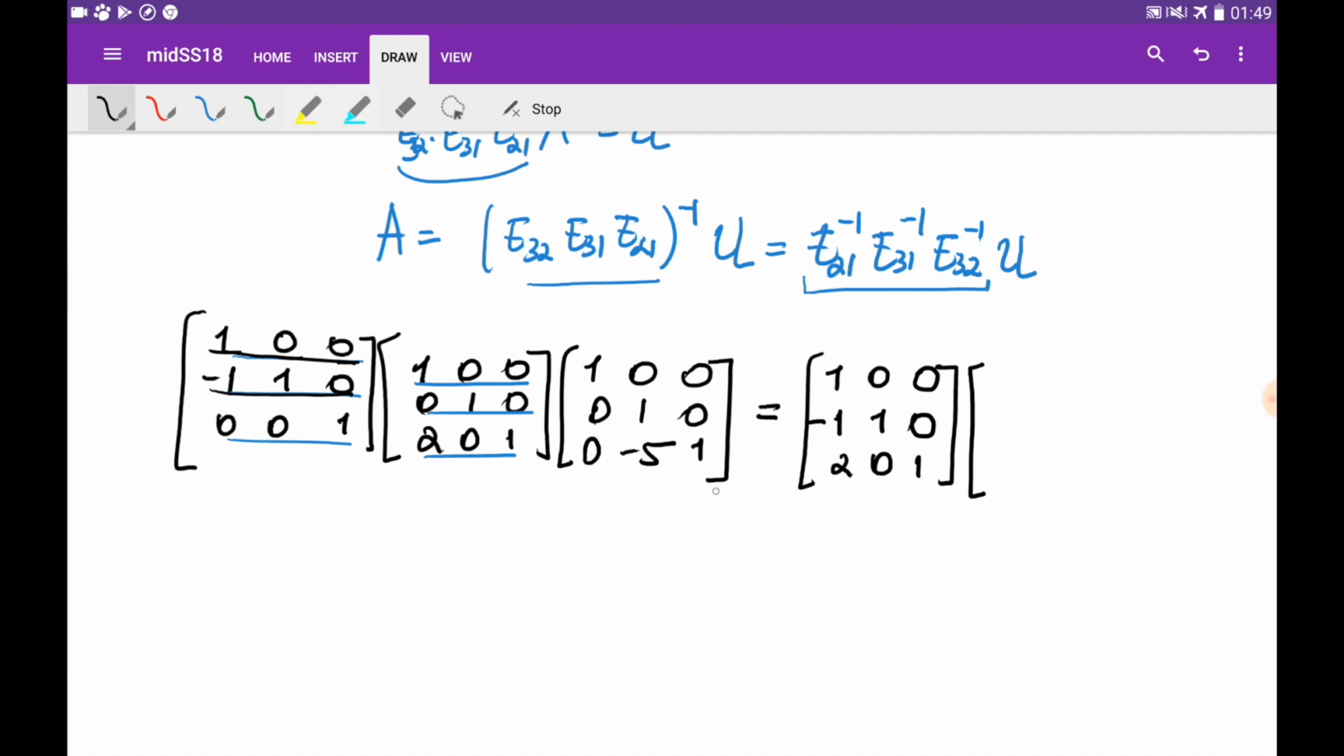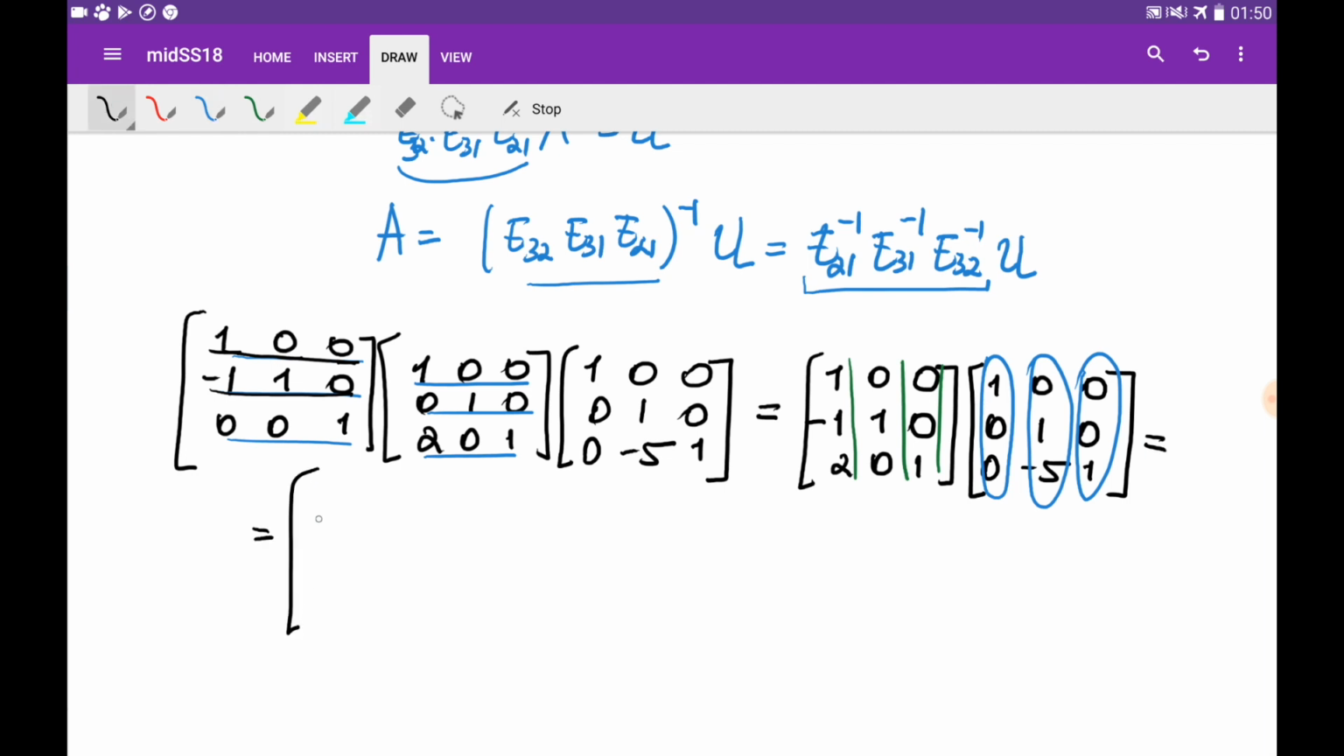So we need to multiply this by the last matrix, which is 1, 0, 0, 0, 1, 0, 0, minus 5, and 1. In this case, it is better for us to combine the columns of the first matrix using the coefficients from the columns of the second matrix. So now we need to keep the first column as it is. In order to obtain the second column, we multiply the third column by minus 5 and add this to the second one, which is going to be 0, 1, and minus 5. And the last column is kept as it is. So this is going to be our L matrix.